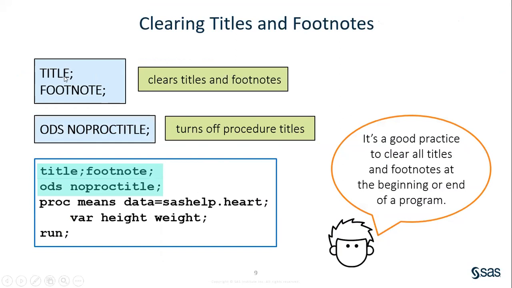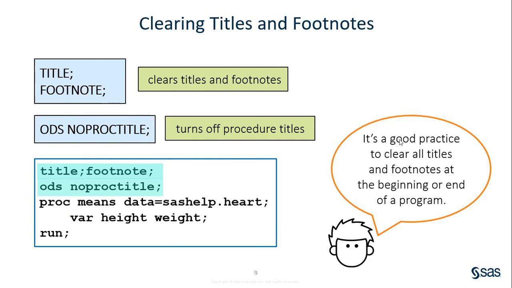Did they give any number for title and footnote? No. So what does it mean? It clears titles and footnotes irrespective of numbers. So the effect of your previous titles or footnotes, with whatever number, should get nullified. And you know what this does? It turns off your procedure titles.